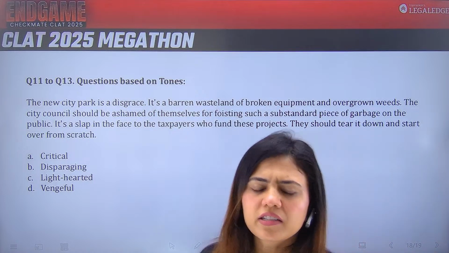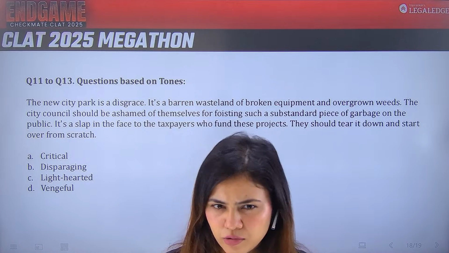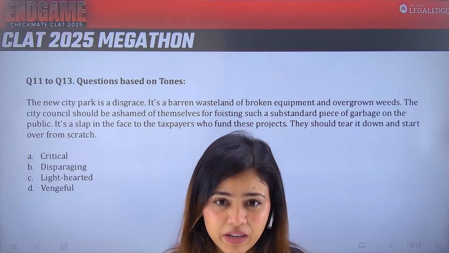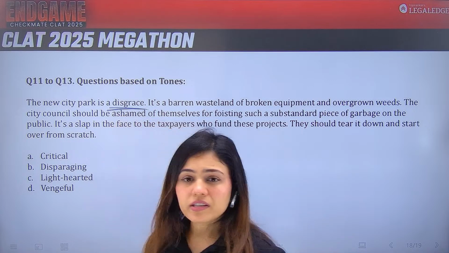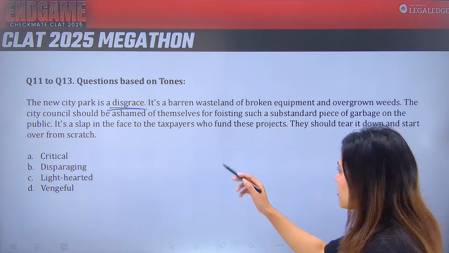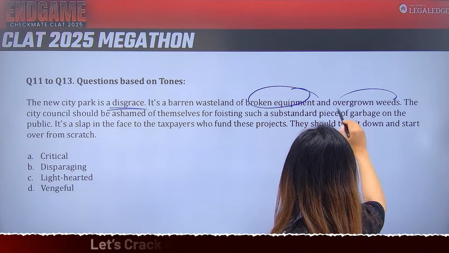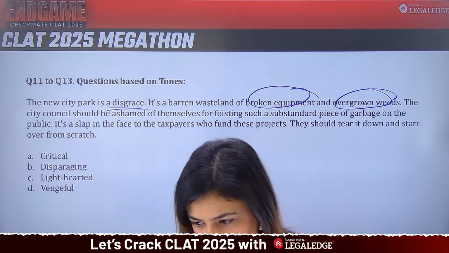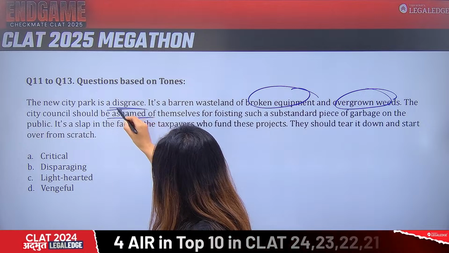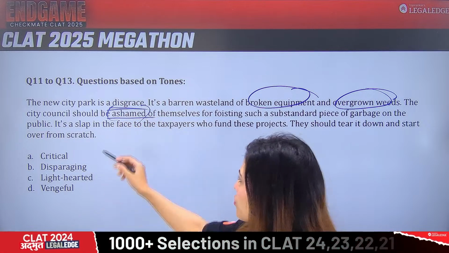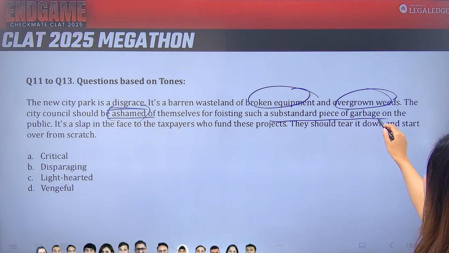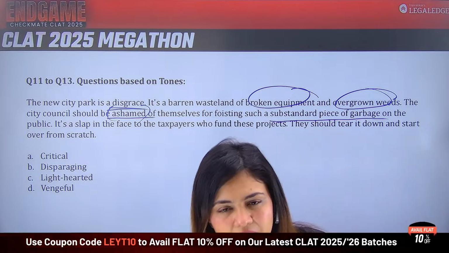Now, the cue here is to look at the terminology, look at the harsh language that the writer has used. It's bound to make people aware about the situation. Secondly, it's bound to hurt somebody. So, as we can see, disgrace. He calls the new city park a disgrace. It's a barren wasteland. That means there is nothing that can actually be of use in this new city park. It has broken equipment, it has overgrown weeds. That means it's very conveniently neglected. No one is paying any attention to it. The city council should be ashamed. That means they are so full of themselves that they are not taking care of something as crucial as the new city park. They have obviously created a substandard piece of garbage for the public.